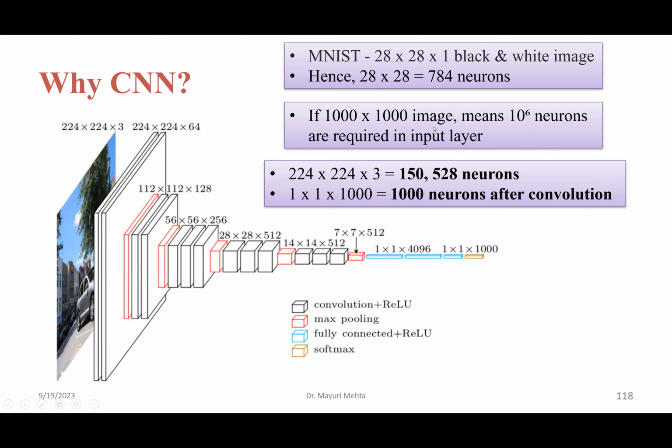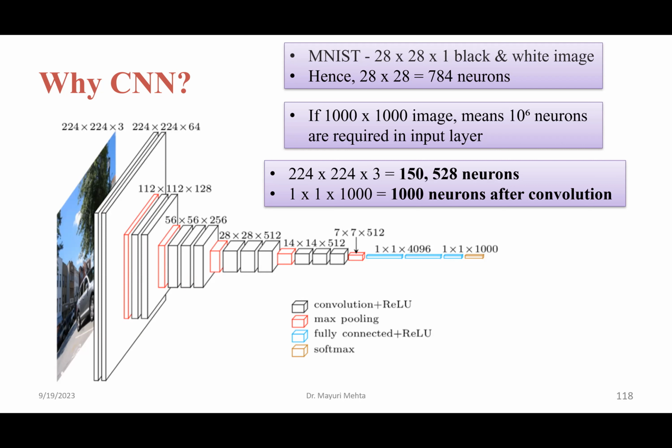Okay, not only this, I'll explain. Your input layer has 10 raised to 6 neurons, so that many weight values are needed, that many computations will happen, and then the same goes for the hidden layers too. So like this, when we process images using neural networks, those neural networks involve a very high amount of computation.